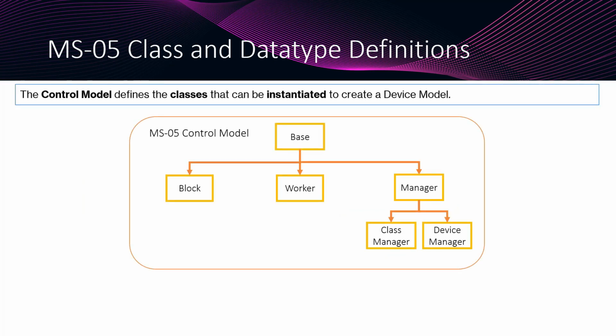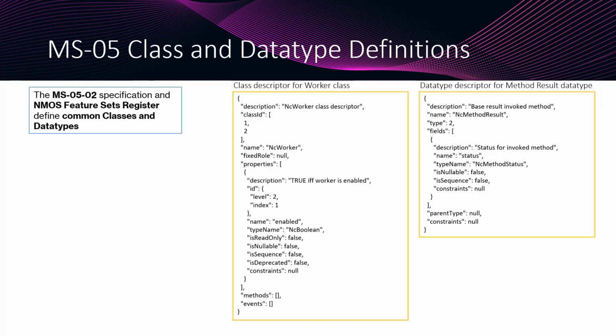The class definitions in MS-05 are object-oriented and therefore exhibit inheritance, and the relationship between the classes can be seen in the MS-05 control model. The MS-05 control model defines the objects we can use to build our device model. The control model classes are defined in the MS-05-02 specification, but there are also domain-specific classes and data types that are defined in the NMOS feature set register, which we'll return to a little later. These classes are referred to as standard classes and standard data types.